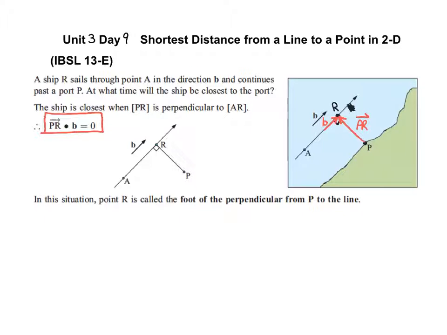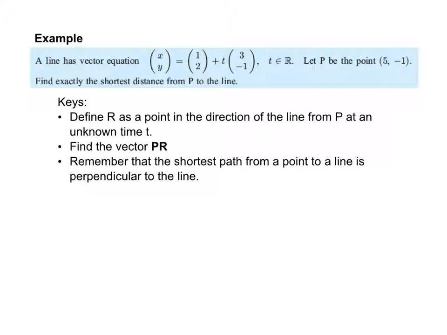So the key on this, and really the only challenging part of this, is to figure out what is that vector PR. So let's look at an example here where we actually do this. And by the way, we're going to do this just in 2 dimensions. So we have, let's say our ship was moving along this path. So here's our R equals 1, 2 plus t times 3, negative 1.